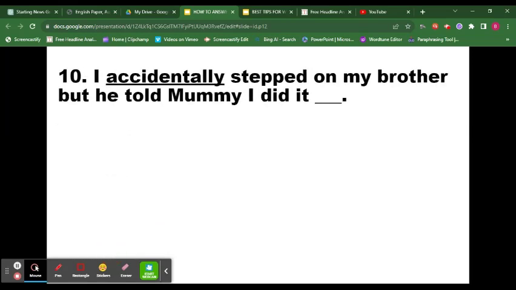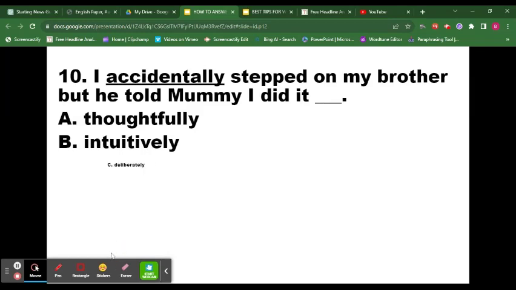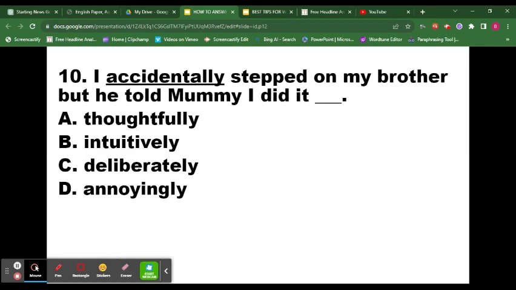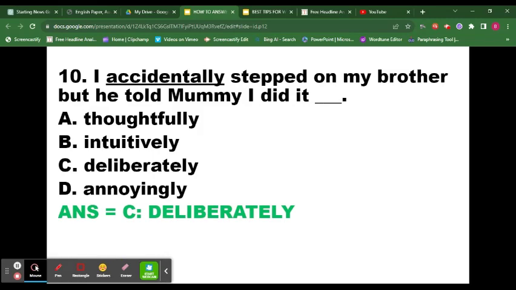I accidentally stepped on my brother, but he told mommy I did it dash. The underlined word is accidentally. A, thoughtfully; B, intuitively; C, deliberately; D, annoyingly. When something is accidental, it means it is not planned. But when something is deliberate, that's the opposite of accidental. So the answer is C, deliberately.